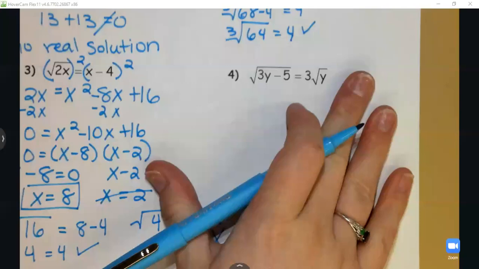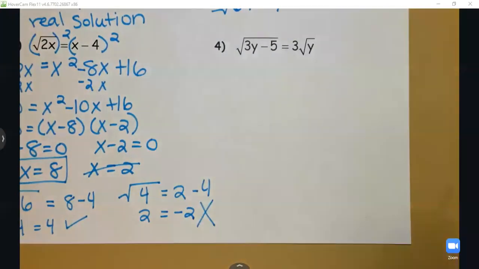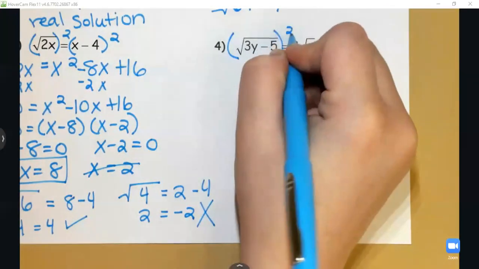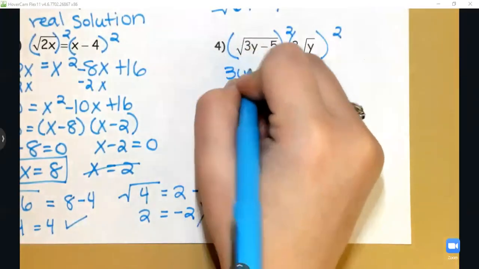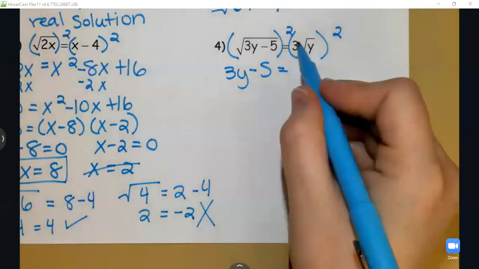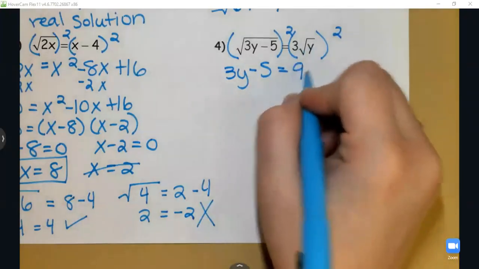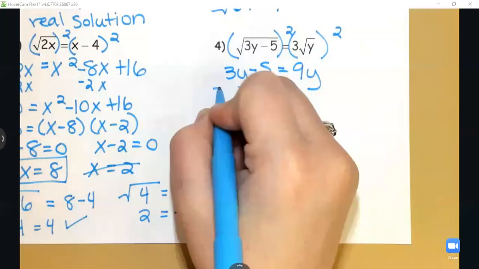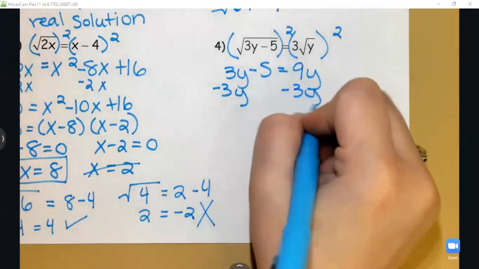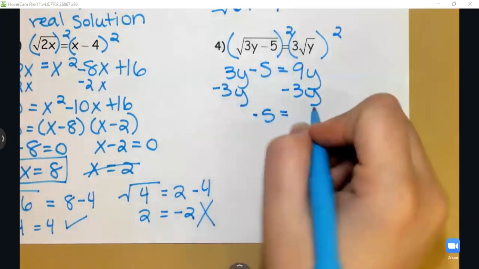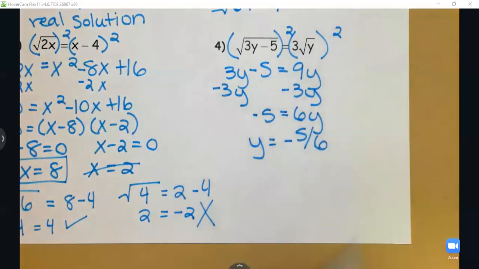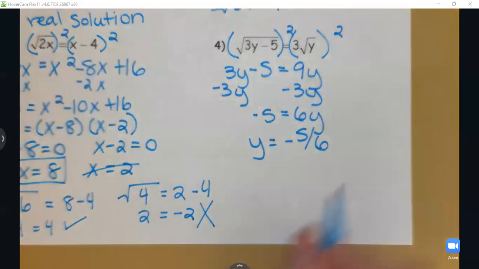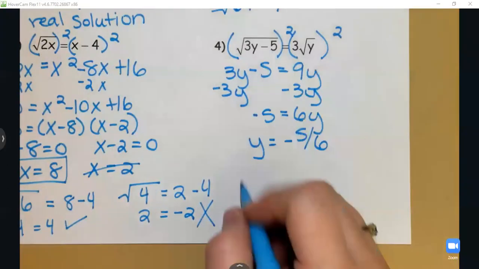Okay. On to 4. I've got square roots on both sides. So we're going to square both, and my radical will cancel here. 3y minus 5 is equal to, here I have to square both parts, that's going to give me 9y. And now I'm solving for y. Negative 5 is going to be equal to 6y. So y is equal to negative 5/6. We have one solution and we need to test it out.